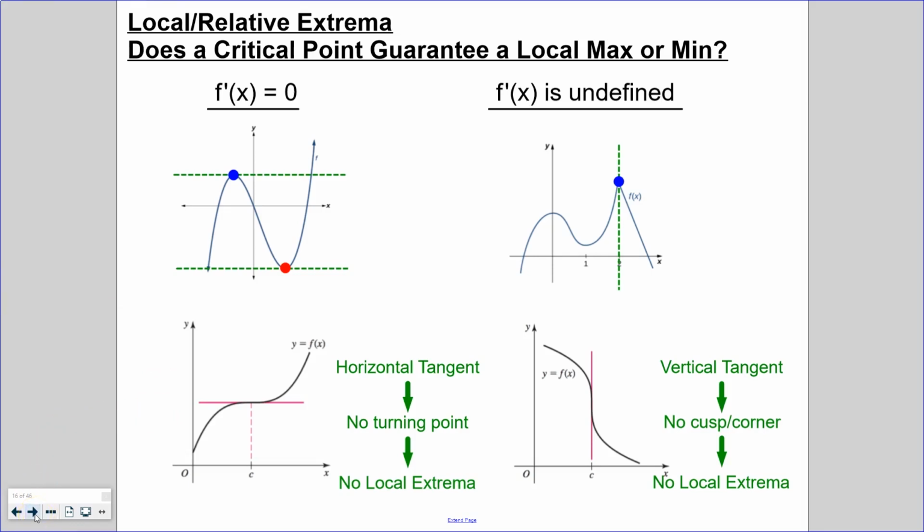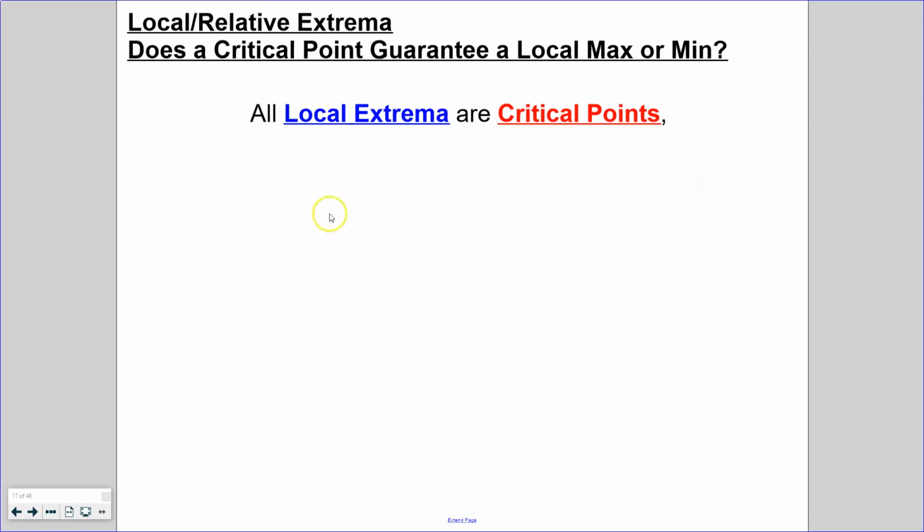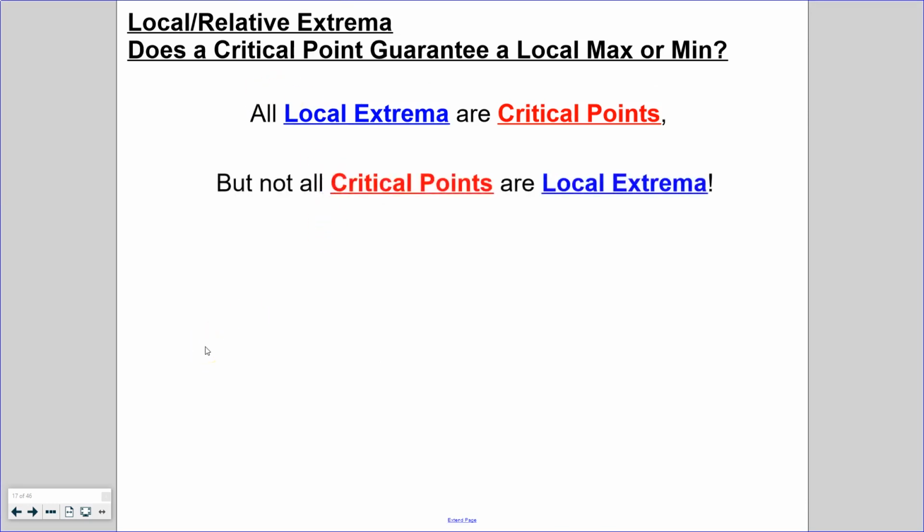Alright, so let's try to make this a little bit more clear, but also possibly a little bit more confusing at the same time. We know that all local extrema have to be critical points, because you can't have a max or min without there being a horizontal tangent line or a vertical tangent line. However, as we just pointed out with those two situations, just because something is a critical point doesn't mean that it is a local extremum. So, local extrema are critical points, but critical points are not necessarily local extrema.